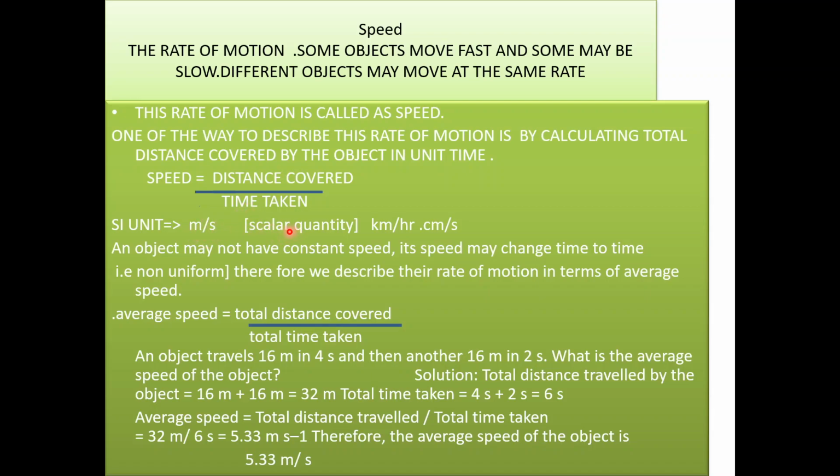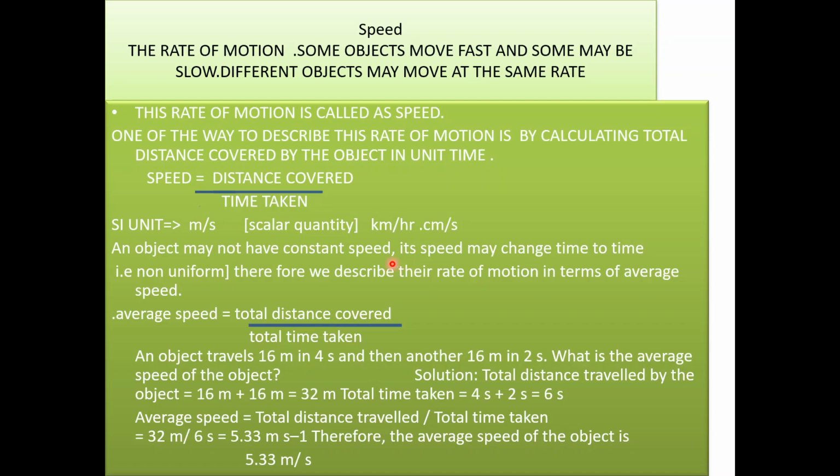Again, it requires only magnitude. That's why it is a scalar quantity. A car moving on a straight road with a speed of 40 km per hour, only magnitude, no direction is specified. So such a quantity is called a scalar quantity. If the unit is bigger, like the speed of a train, it is expressed in kilometer per hour.